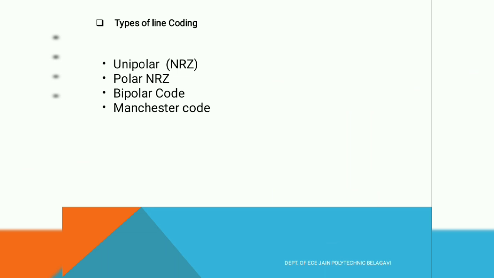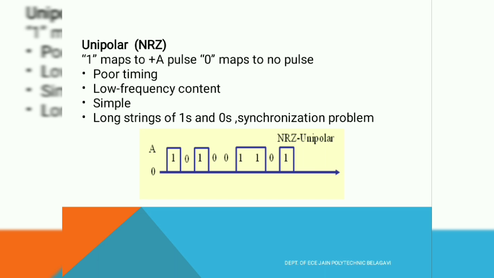So there are different types of line coding techniques. First one, unipolar NRZ, polar NRZ, bipolar code, Manchester codes. So see here, first one, unipolar NRZ format. Unipolar NRZ format means, in positive logic, if symbol 1 is going to be transmitted, symbol 1 is represented as plus A volts and symbol 0 is represented as no pulse present. The advantages are simplicity and low frequency content, but there is poor timing. Long strings of ones and zeros are okay, but one problem is that there will be a synchronization problem between the input and output.